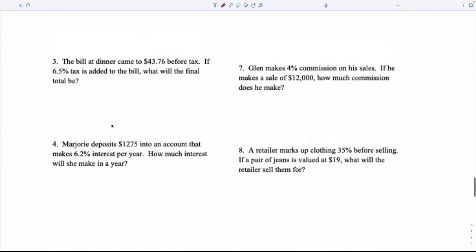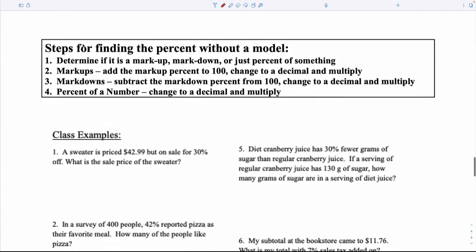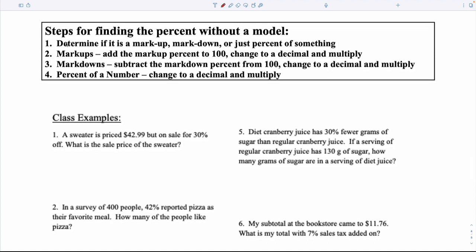Next page. You are going to do steps for finding the percents without a model. We'll go through 1, 2, 3, and 4. Make sure you're on that page and your pencil's down.